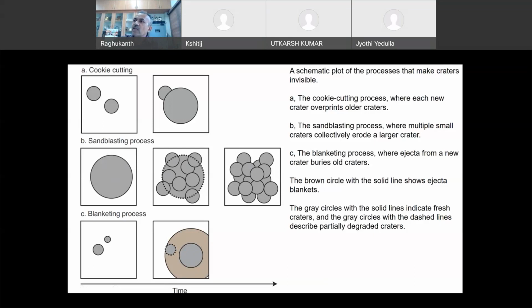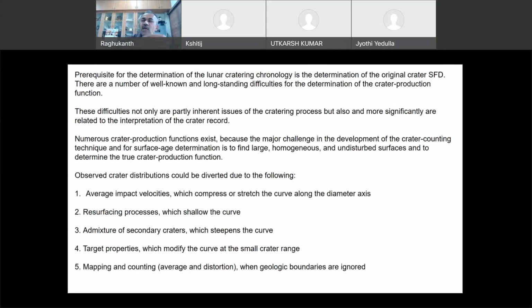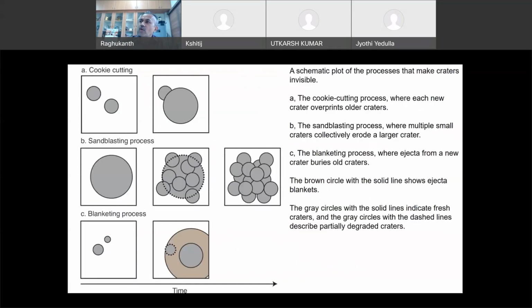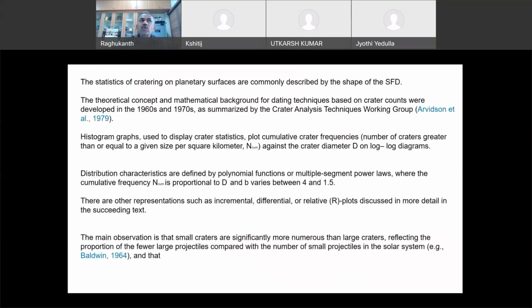How many craters are there, or how do you find the frequencies? These are some of the problems you see in practice: the target material, impact velocity, resurfacing, and secondary craters. This is also another headache when you try to do things in practice. Anyway, these are some practical problems, but still we can find out these SFDs, the size frequency distributions.